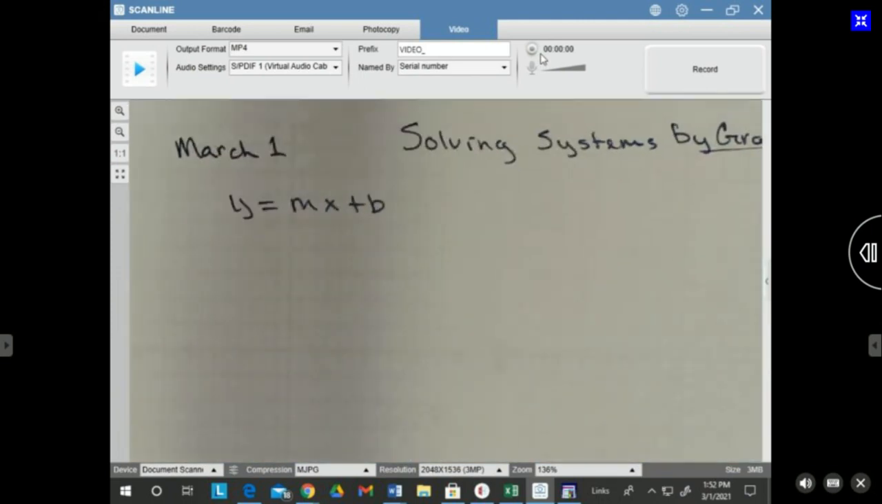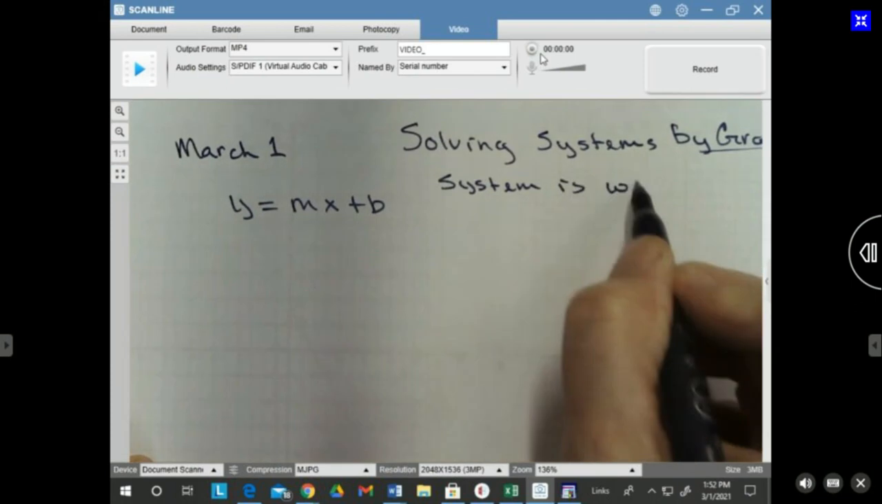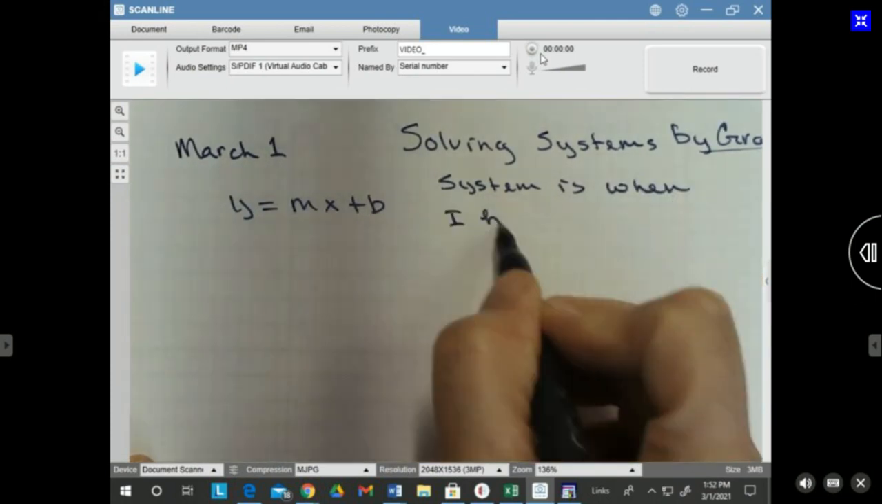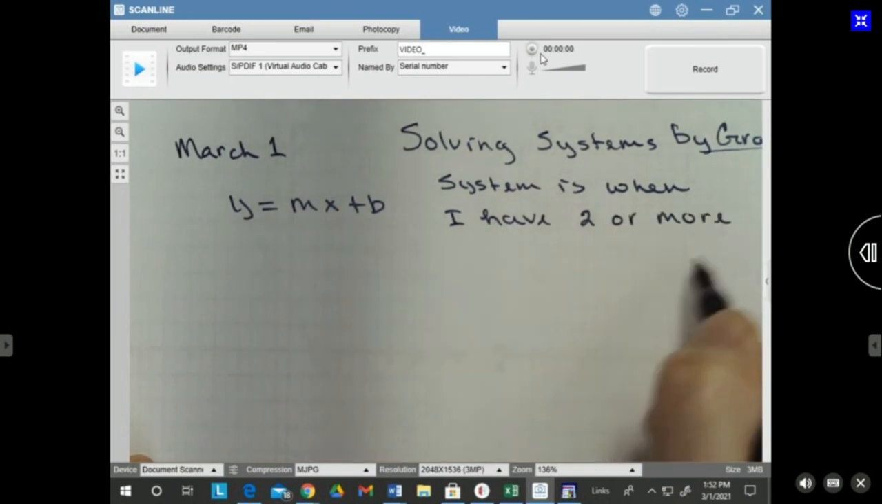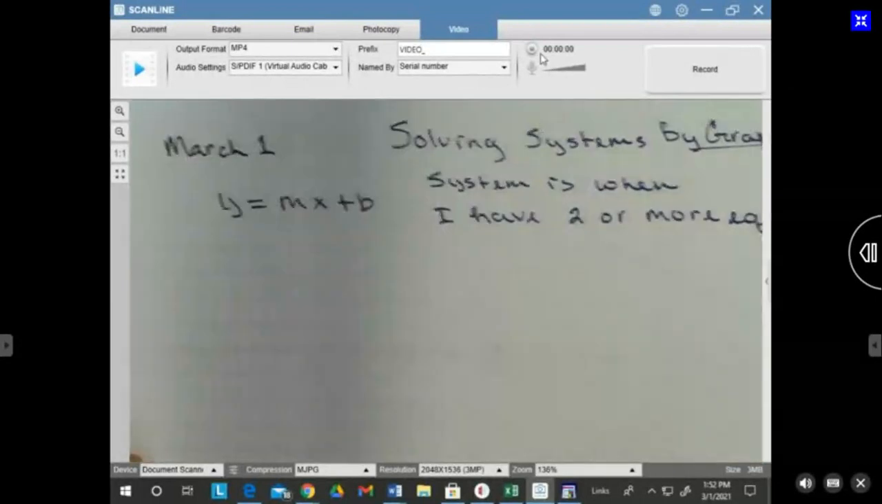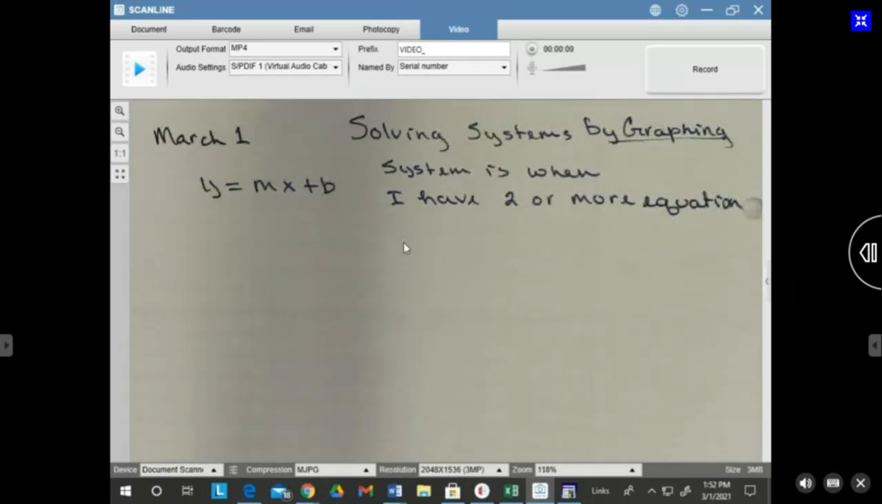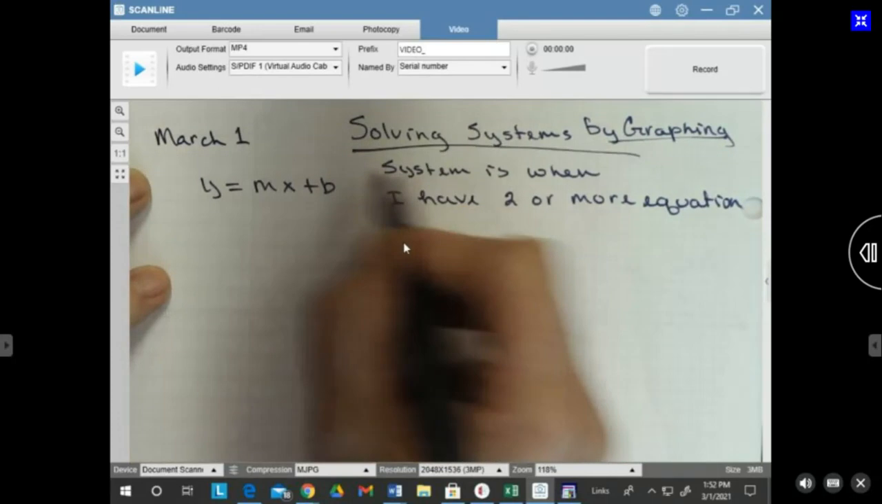Okay, a system is when I have two or more equations. A system of equations is when I have two or more.